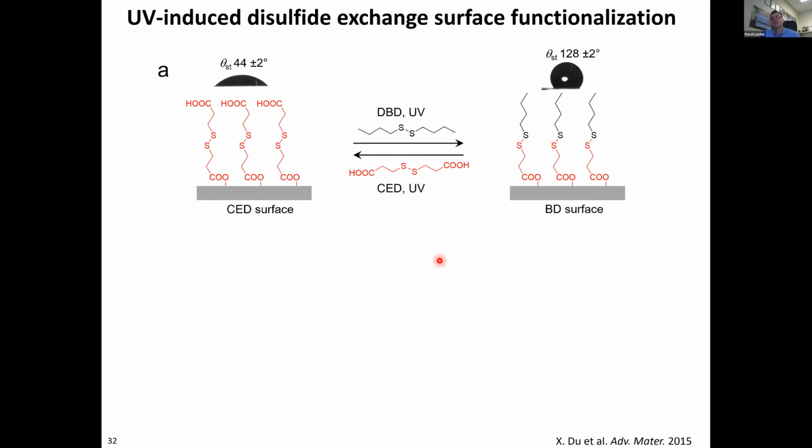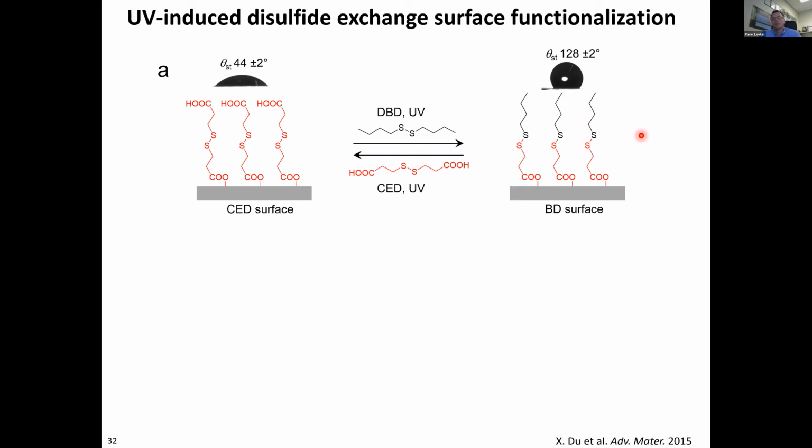It's known that disulfides under UV light can break into two thiol radicals, which then can recombine back into a disulfide. If you take a substrate and functionalize it with disulfide chemistry, and then irradiate this with UV light in the presence of a different disulfide, you break all the disulfide bonds, and then they recombine back into disulfides. But since you have an excess of a different disulfide, you basically exchange the surface chemistry with the new disulfide. You change chemistry from hydrophilic to hydrophobic in this case.